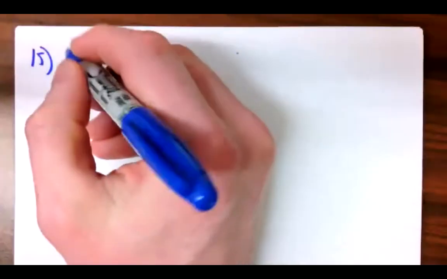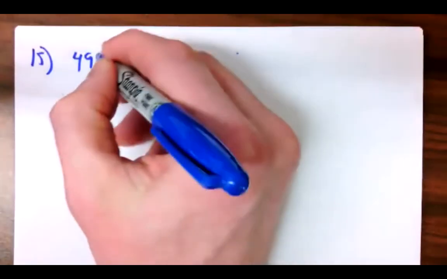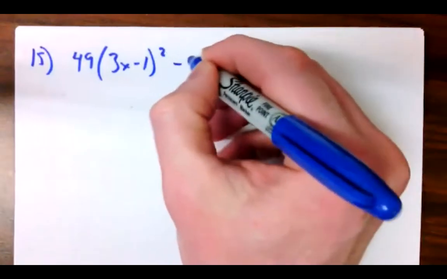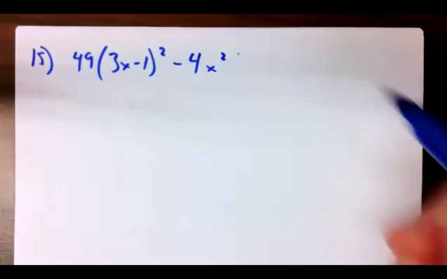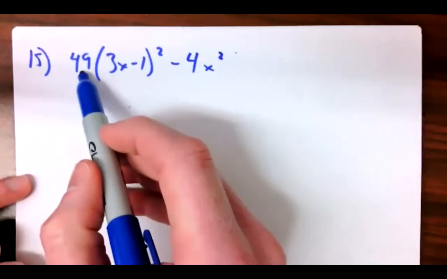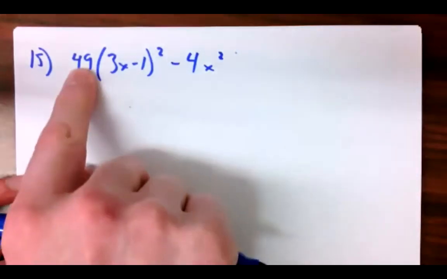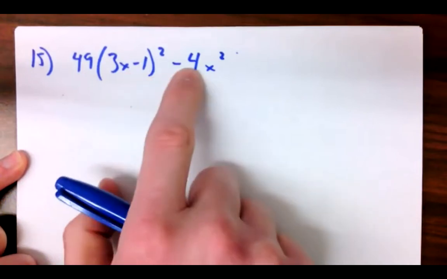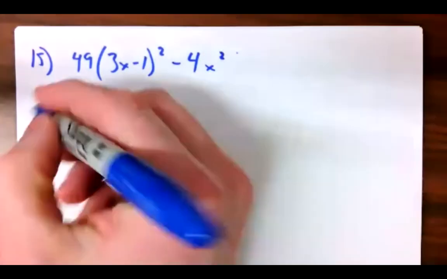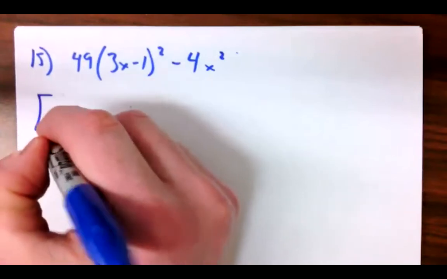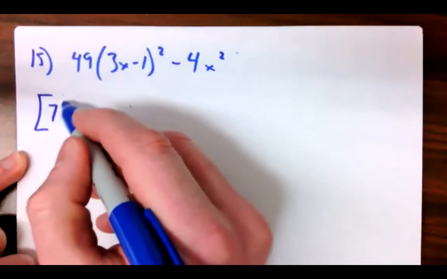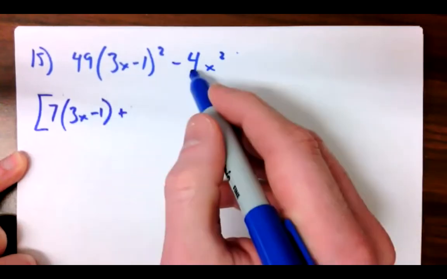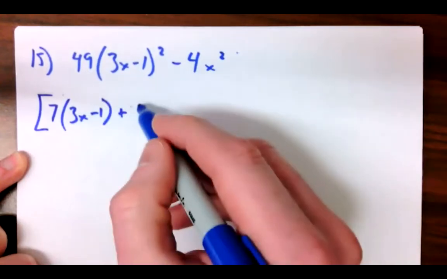Pretty please. Number 15, 49 times 3x minus 1 squared minus 4x squared. Difference of squares. Take the root of this. The root of 49 is 7. The root of 3x minus 1 squared is 3x minus 1. Root of 4 is 2. The root of x squared is x. So it's a little messy looking, but 7 times 3x minus 1 plus 2x.